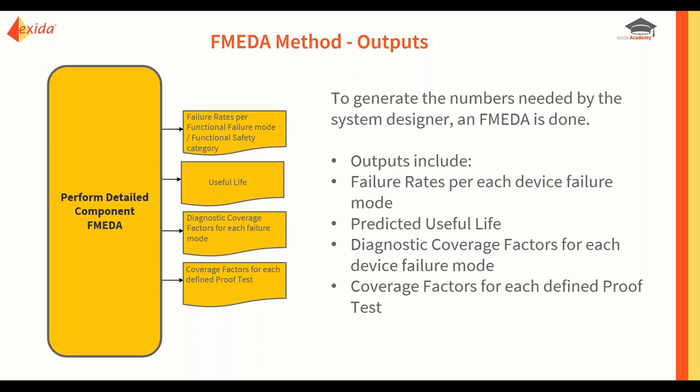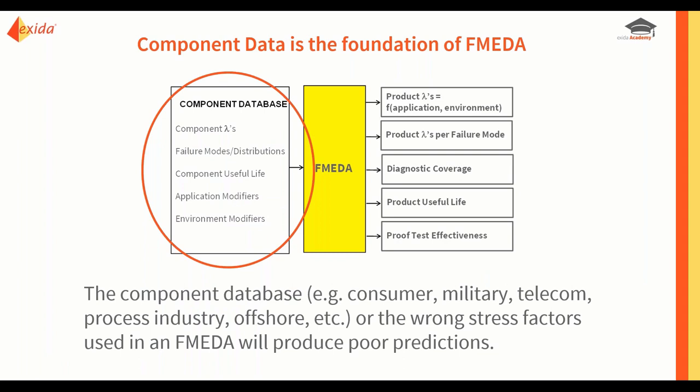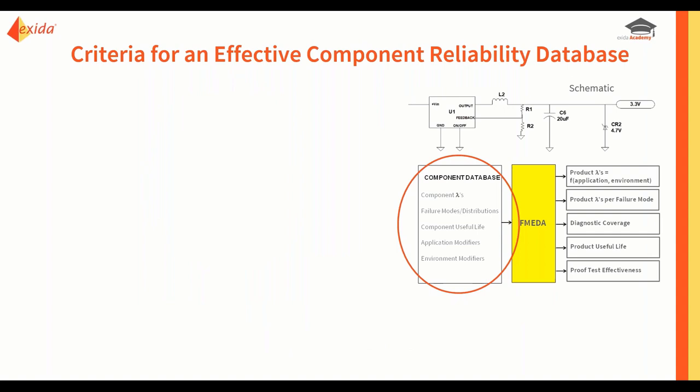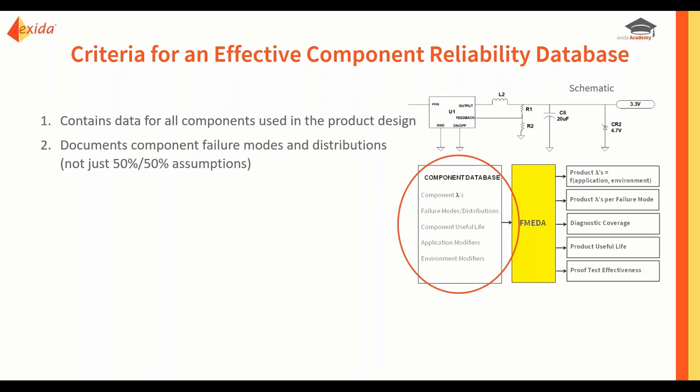So speaking of the component database and what to look for in that part of the analysis, we need to find a database that contains all the data for all the components used in the product design. We also need to document the component failure modes and also the distributions. Basically, the database must also include the distribution for each component across each of the different failure modes. The database also must document the component useful life. It must also provide the failure rates for various design profiles and operating environments.